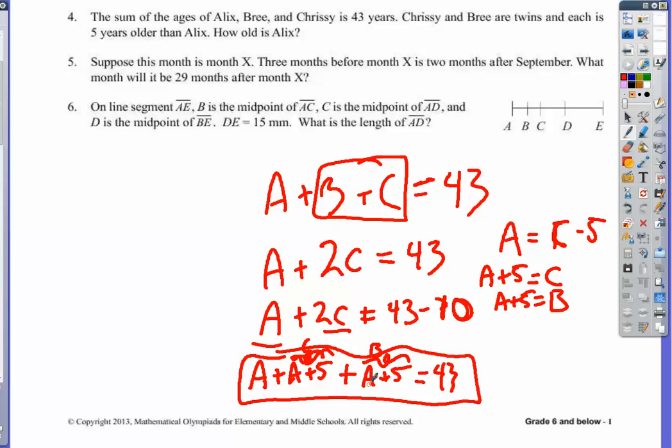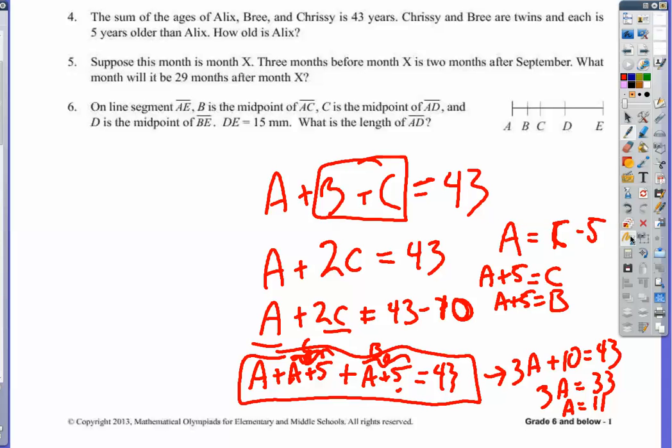So that means 3 Alexes plus, what is 5 plus 5? 10, is equal to 43. Well, that means that 3 Alexes has to be equal to 33. So Alex must equal 11, because 11 times 3 is 33.